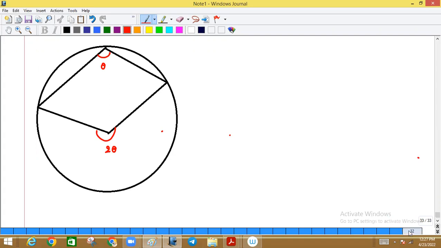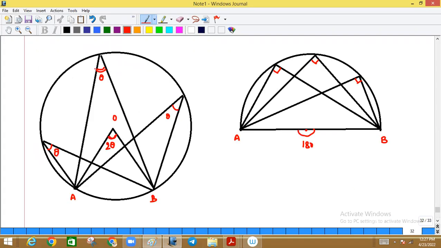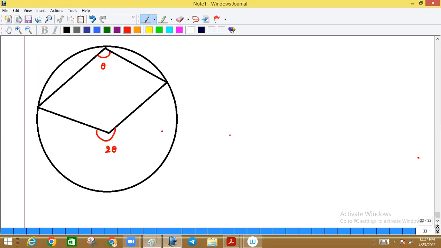See, the acute angle looks like this. If the angle is less than 90, it looks like this. At the center, it is 2 theta. Even if it is more than 90, if it is theta, what is this angle? That angle is 2 theta. Understood?